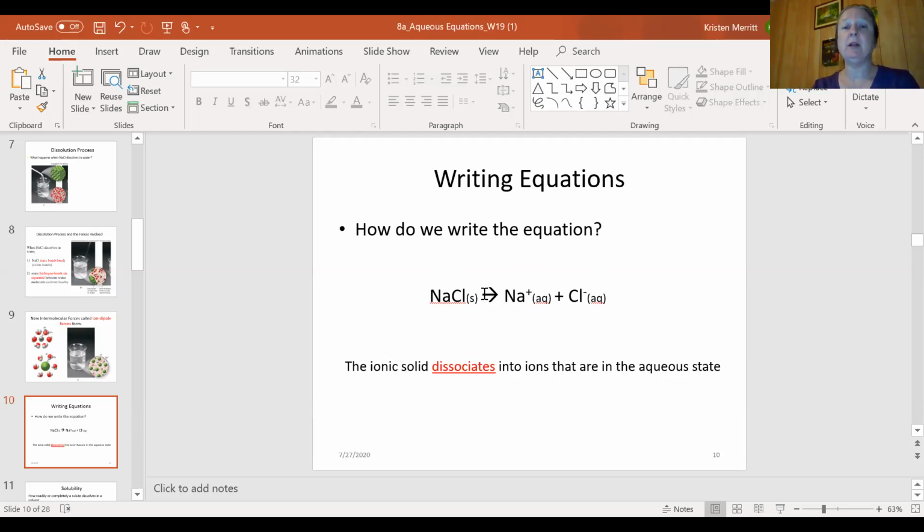So when you have a single arrow, which is all we've used so far, it means it goes 100% to products. You have no reactant left at the end. So that tells us this is completely soluble. Notice you start as an S and you end up with the two ions, and we know that it's water because we use aqueous. So there's a lot of concepts in that simple little sentence.